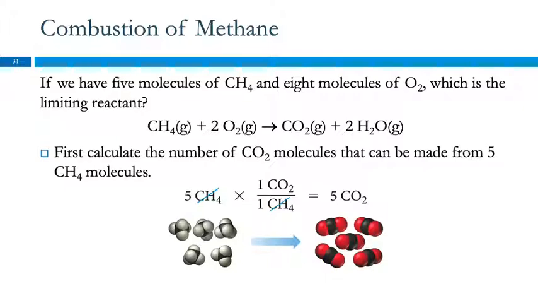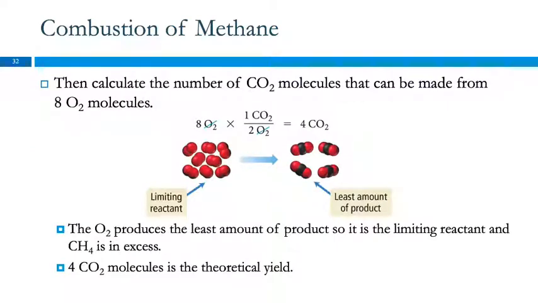So what's going to happen? The oxygen will be the limiting reactant, because when we make the 4 molecules of CO2, we will have used up all the oxygens. There's more methane sitting there, but we can't make any more CO2 because we ran out of oxygen. Okay? We ran out of sauce, we can't make any more pizzas. Does that make sense?